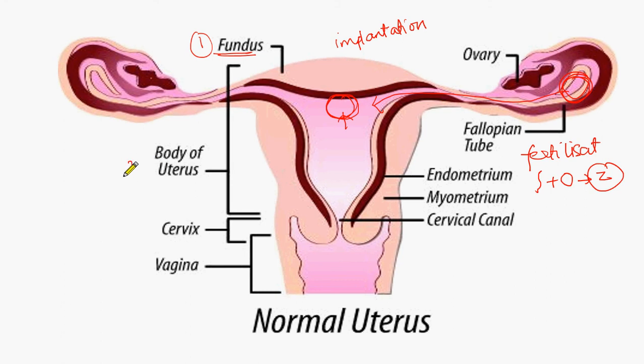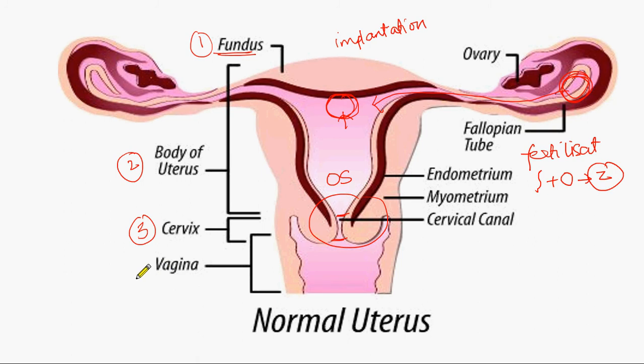The second important part here is the body of the uterus, which is the largest part of the uterus. The third part is the cervix, which is the narrow part in this region which has two openings here, an internal and external, which are named as os. The fourth part is the most external part, which is the vagina.